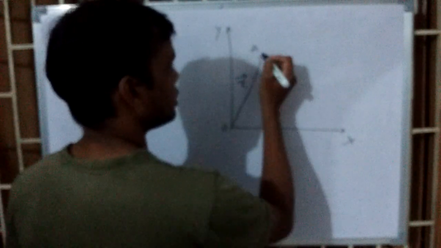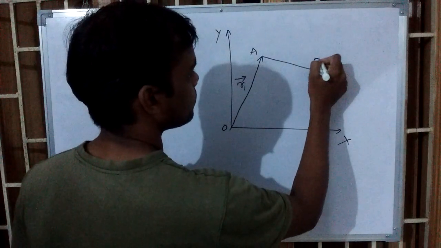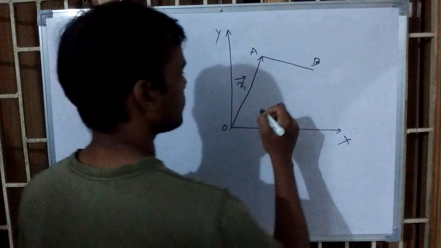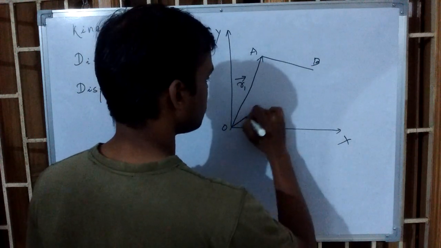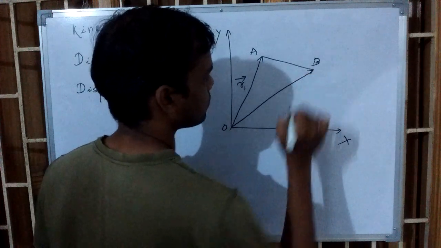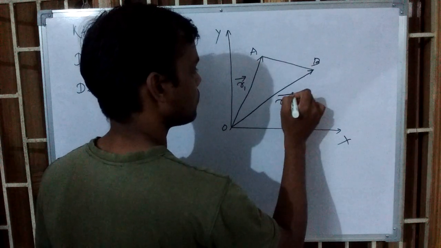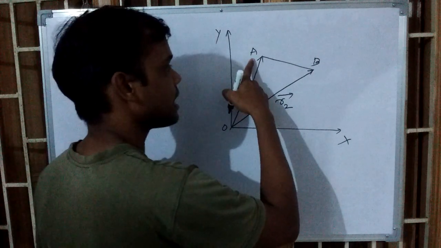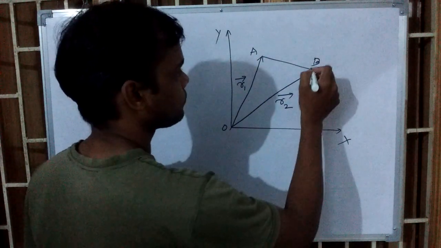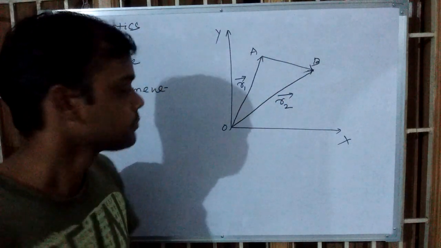Now suppose the object moves to a different point. Suppose it moves to this point. Then let this position be B. Then that means it is another position. So draw another vector to the new position. Now this is another vector, and this vector is R2. You can call it the final position. Now the object has moved from this position to this position. This is also a vector.